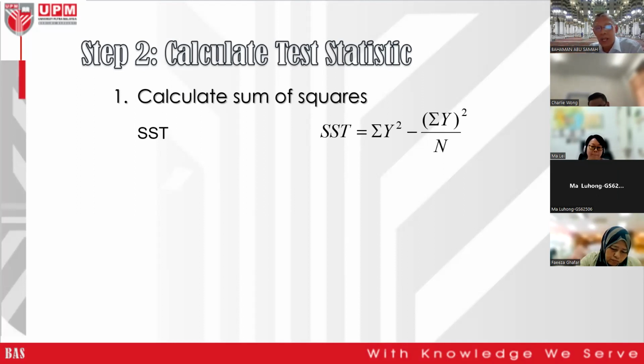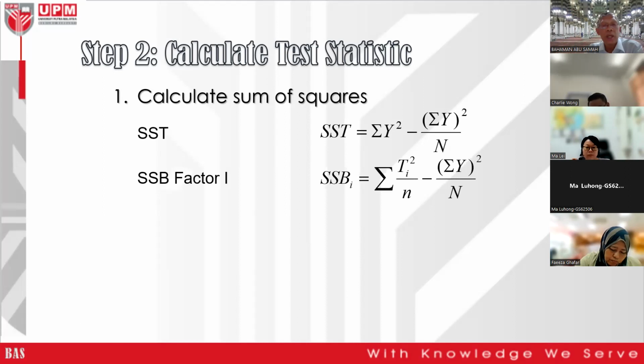That is also what we have done for regression. When we calculate sum square total, we use the same formula, summation y square minus summation y bracket square divided by n. But that is meant for simple linear regression, not for multiple linear regression. Next will be sum square between for factor 1, as what we did for one-way analysis of variance. Summation ti square divided by n minus summation y bracket square divided by big N.